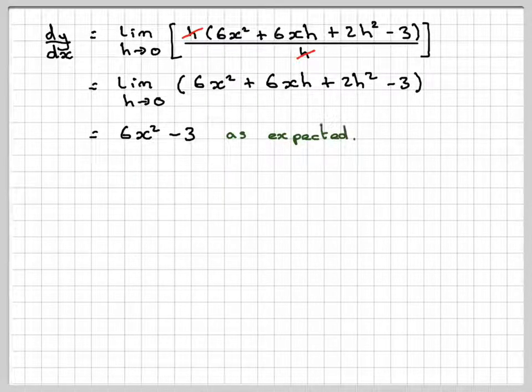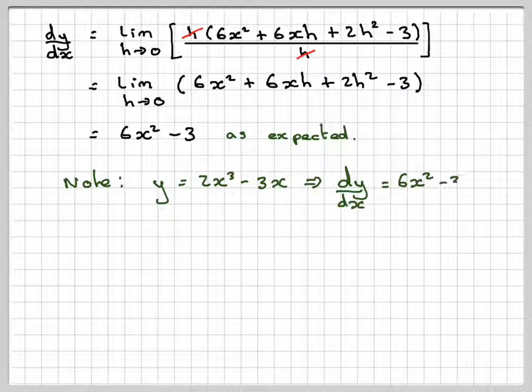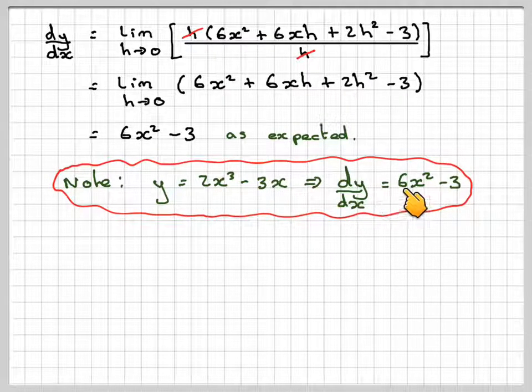which is what we expected, because when we do y is equal to 2x cubed minus 3x and we differentiate it using the power rule, we get dy by dx is going to be 3 times 2, which is 6x squared minus 3. So the final answer by differentiating by first principles is 6x squared minus 3, as expected.